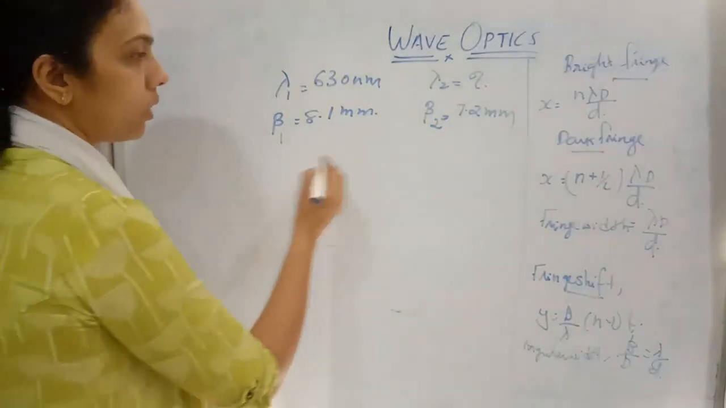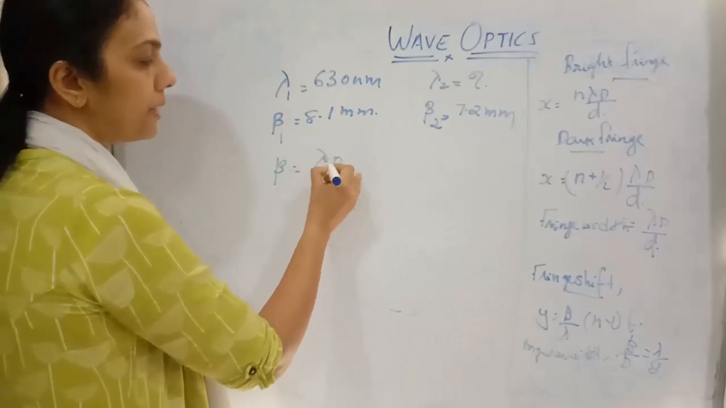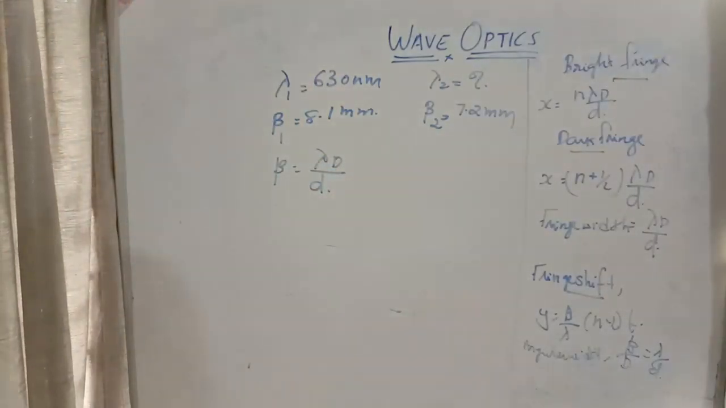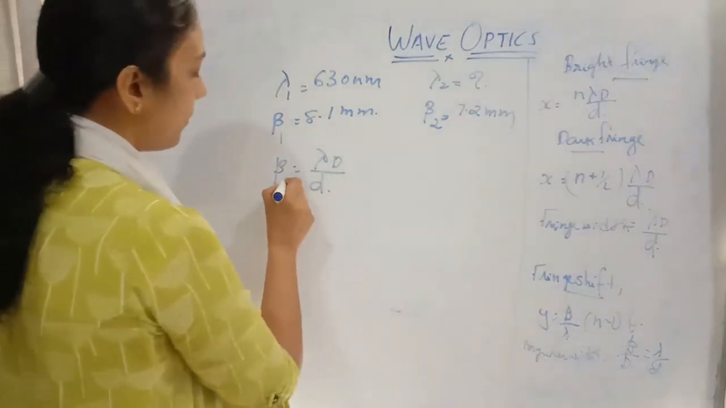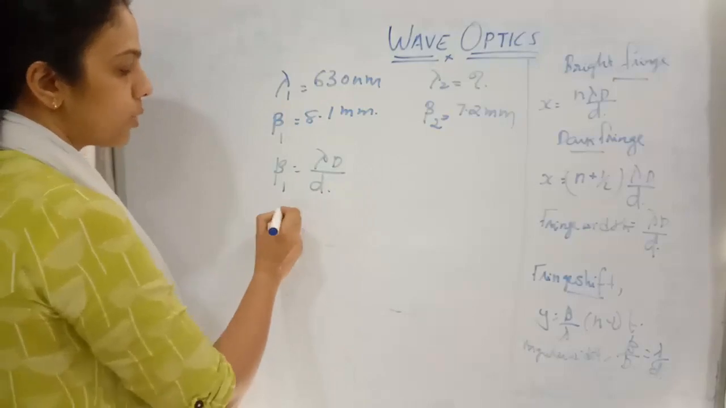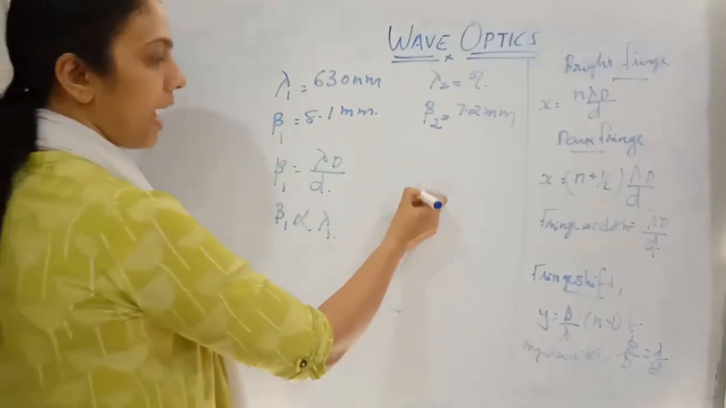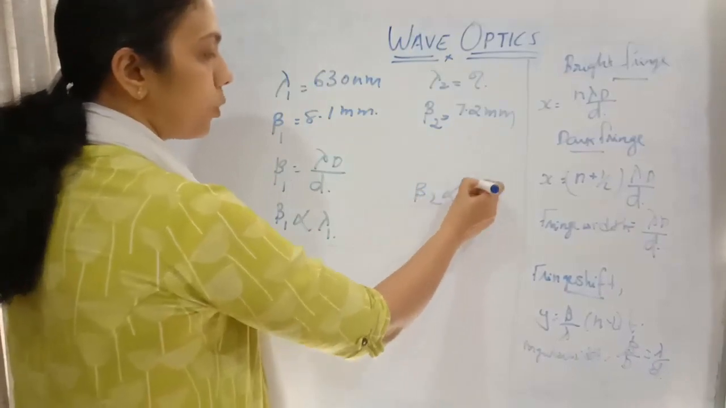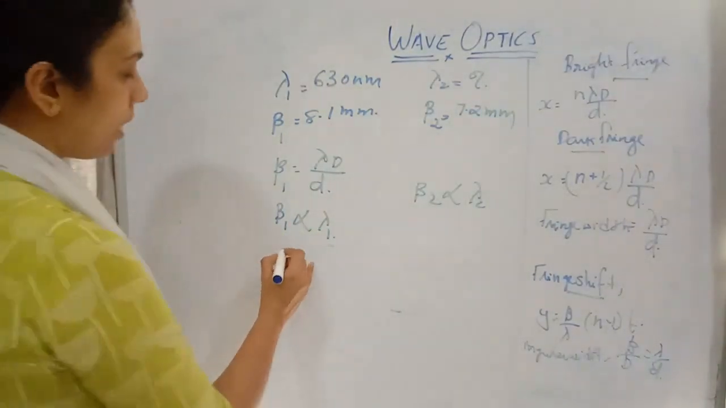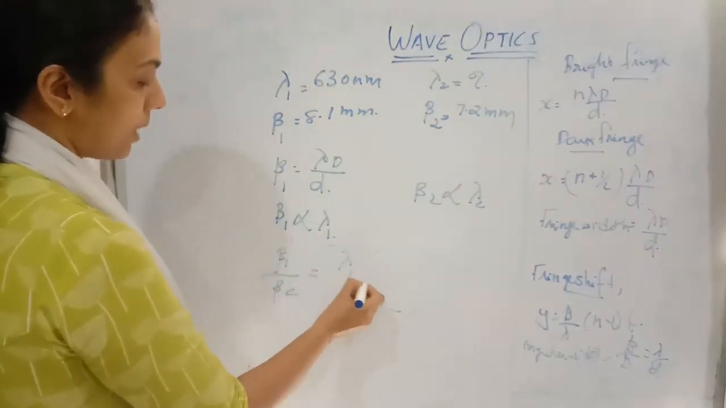How can we find it out? We know the fringe width beta is lambda capital D divided by small d. This is the equation for fringe width, right? So beta 1 is equal to lambda, and capital D and small d remain the same. So I can write beta 1 is proportional to lambda 1 and beta 2 is proportional to lambda 2. We are using the same apparatus, right? So beta 1 by beta 2 is equal to lambda 1 by lambda 2.